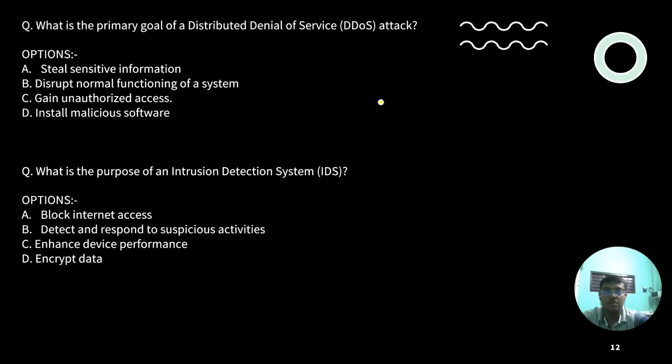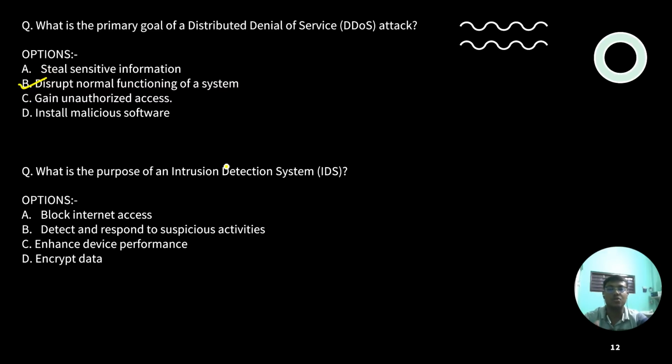What is the primary goal of distributed denial of service attack? So as you know, distributed denial of service attack or the DDoS attack is something where multiple requests are made on a particular system. Those are not valid requests, rather thousands or crores or millions of messages or requests are made all at a time in order to paralyze that particular system. So this is the DDoS attack. So disrupt normal functioning of the system.